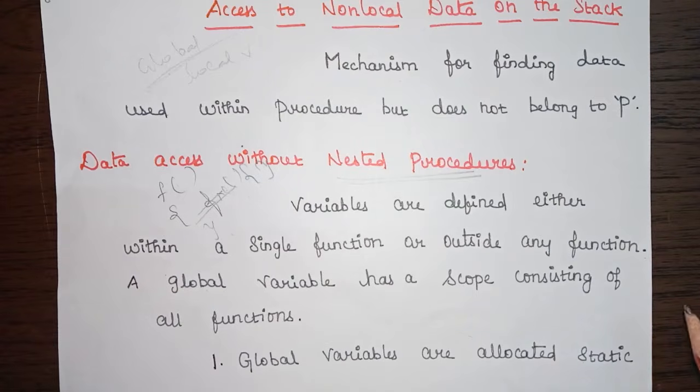If there is a local variable with the same name as the global variable, then that procedure can't access the global variable. Why? Because it already has a local variable with the same name, so it accesses that local variable instead of the global variable. Otherwise, the global variable can be accessed by any function in the program.